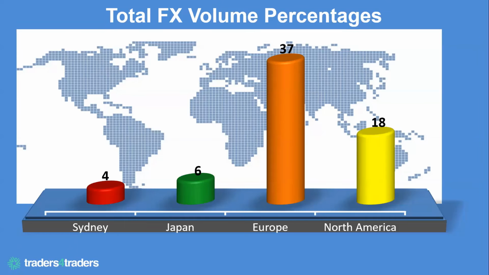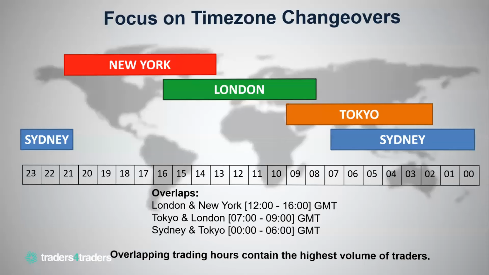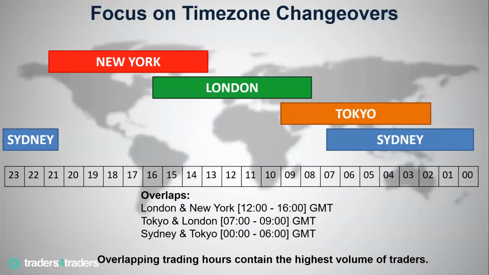Now, let's just have a look at the cross section of total FX volumes. Now, the North American session, in particular the US, gets a large amount of airtime on the news, and you would expect that to be the largest trading market, but it's not. It's the European session with the overlap of the North American session that is the largest trading session. So just be aware where trading volume is, because that will largely determine the amount of liquidity in the market, and that's very important for you executing orders. And in particular, you can focus on time zone changeovers. Overlapping trading hours contain the highest volume of traders.